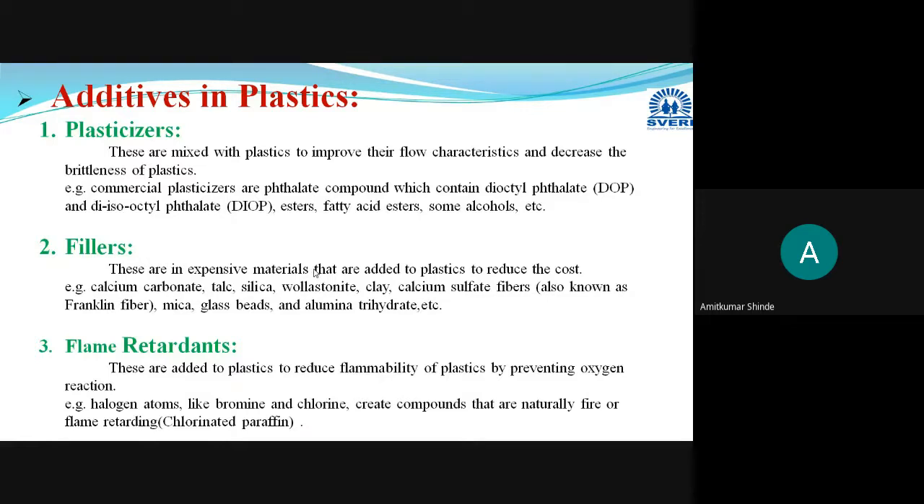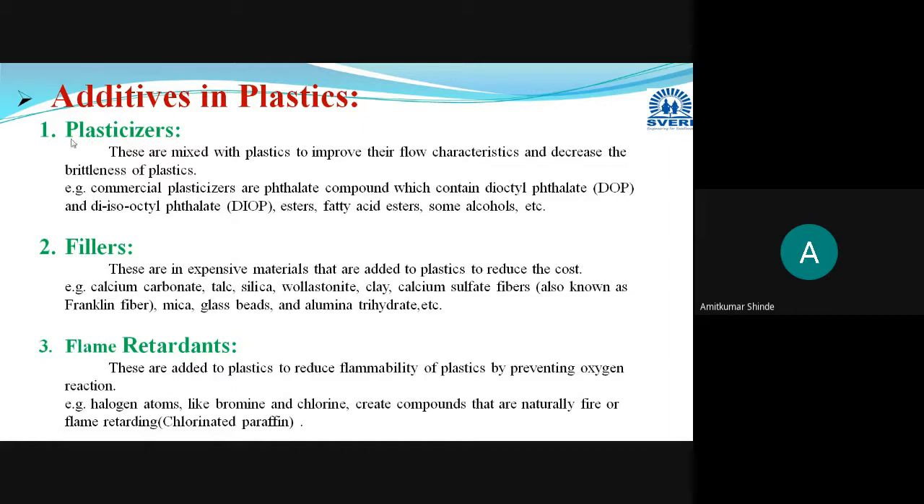Suppose they ask how to reduce the flammability of the plastics. They will provide the options: by adding fillers, by adding plasticizers, by adding flame retardants. Like that they will provide three or four options, and you have to choose the correct one. To answer this, you should be aware of the different additives, their functions, and some practical examples also. Then we will start with the first additive. It is termed the plasticizers.